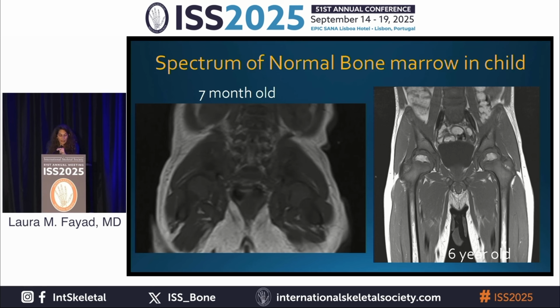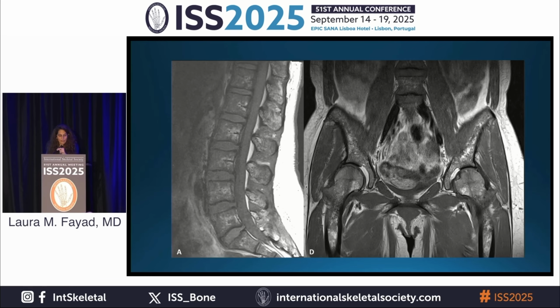And similarly, in the pelvis, you see the unossified hip cartilage, and then the rest of the marrow is so dark in the 7-month-old compared to the 6-year-old, where we see the more normal appearance of red marrow in the metadiaphysis and then fatty marrow in the epiphysis and parts of the diaphysis.